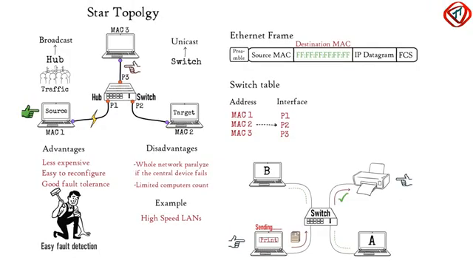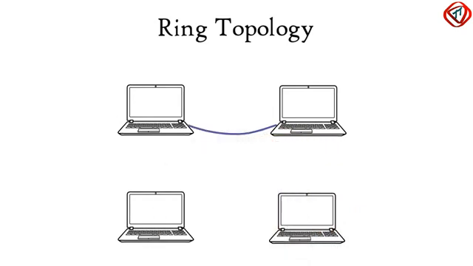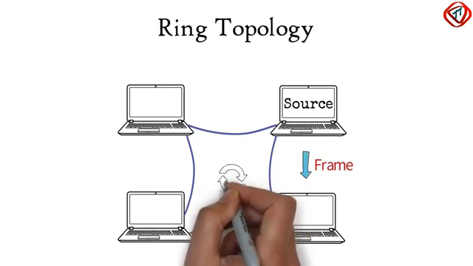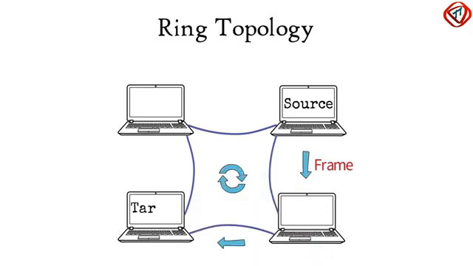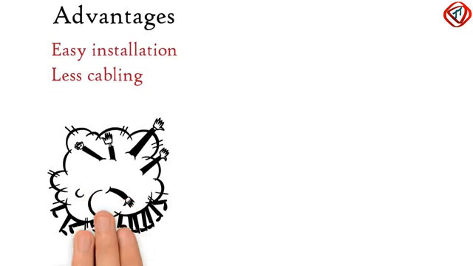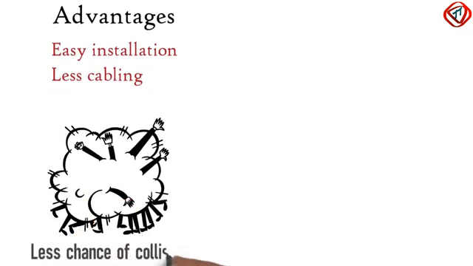Now, ring topology. In a ring topology, each computer connects to two adjacent computers to form a ring. Data transmitted by one computer moves from one computer to another in a circular fashion to reach its final destination. The advantages of ring topology are easy installation and less cabling. In this topology, data moves in one direction. It reduces the chances of data packet collisions.